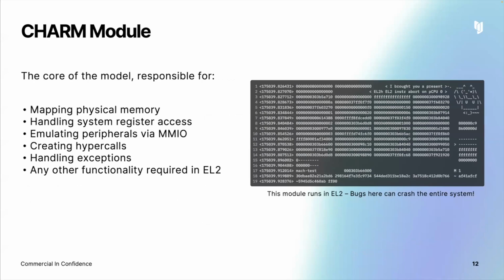CHARM modules run inside of CHARM itself within EL2. This is where the bulk of the modeling occurs. They're responsible for defining the CPU configuration, mapping memory, handling system registers, emulating peripherals, and so on. Since they run on EL2, causing a panic will crash the entire system, which again is why developing models on a full Corellium appliance is not recommended.